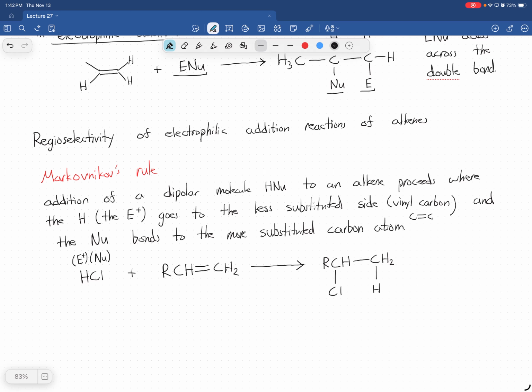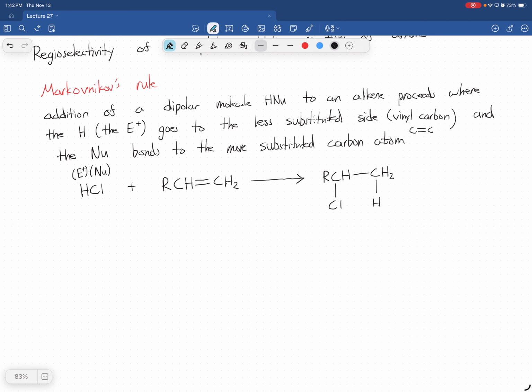The reason why it goes this way is much of the same as we've been talking about. The intermediate, a carbocation, is more stable at one of the positions. So let's talk about the mechanism there. Now let's try this ourselves. Let's take a few minutes and try this one. But first, are there any questions on what that means?